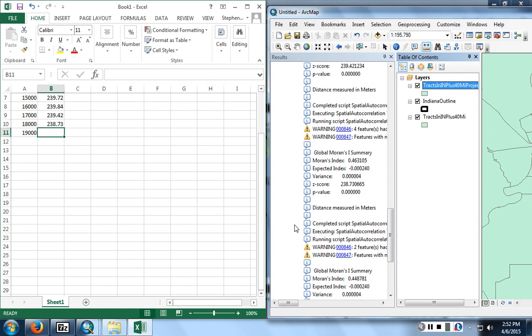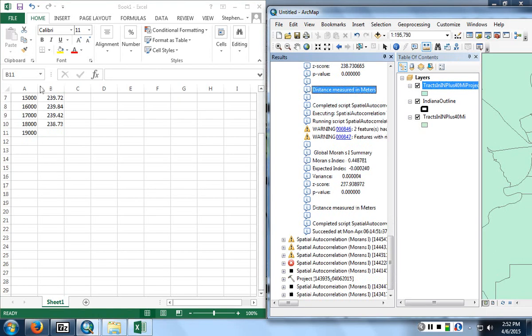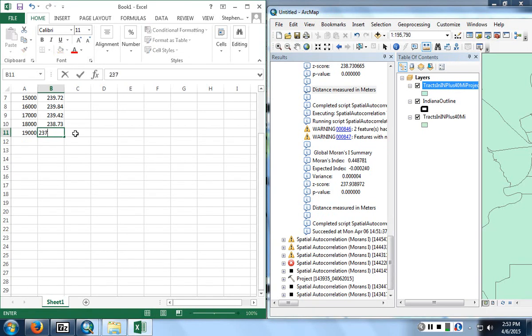So you might be running Moran's I in this fashion hundreds of times to legitimately derive the correct threshold distance, or at least an empirically supportable threshold distance. What we're doing here is just constrained by our time limits, and also the limits of your sanity, right? I'm not going to ask you to do it a bazillion times for every one of these variables. So in this case, for 19,000 meters, the z-score is 237.93.